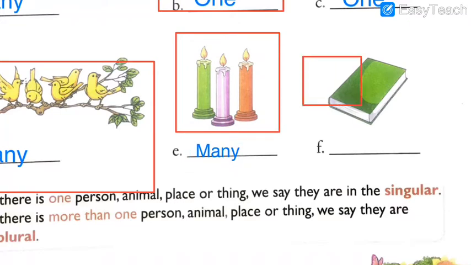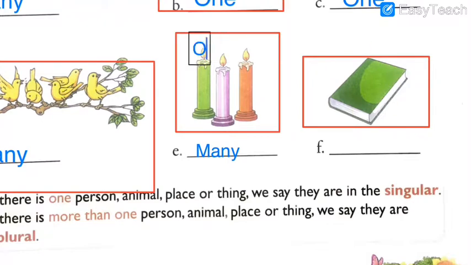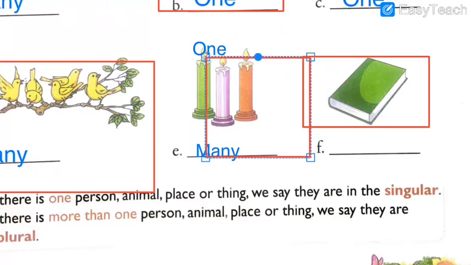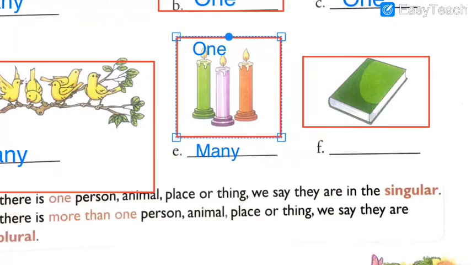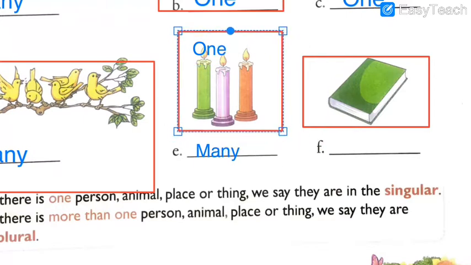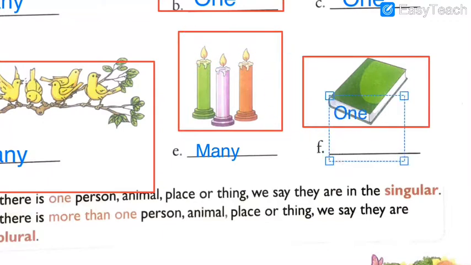And the last picture we have to solve, book. Wow, it is a green colored book. How many books are there? Only one. So we have to write one. Very simple. So we have successfully solved this exercise. Let me just place 1 in the blanks. Now I'll show you all the answers.